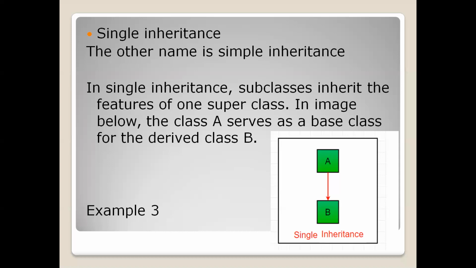So you can see in the picture, there are 2 classes, class A and class B, where there is an arrow from class A to class B. That means class A is a superclass, class B is a subclass. So class B will have access to the variables and methods of class A, which are public and protected.